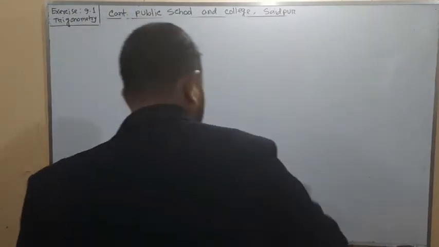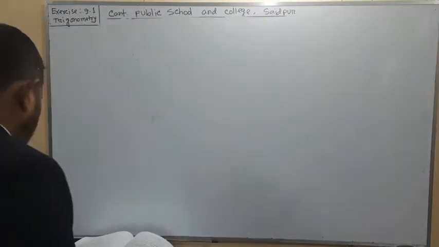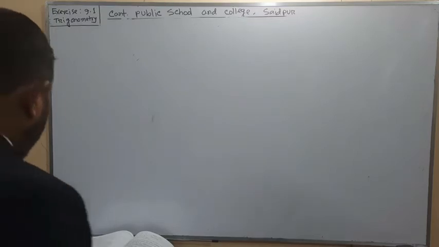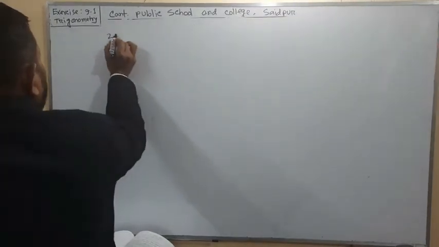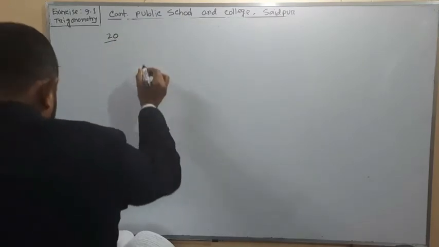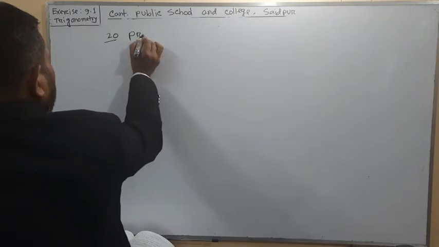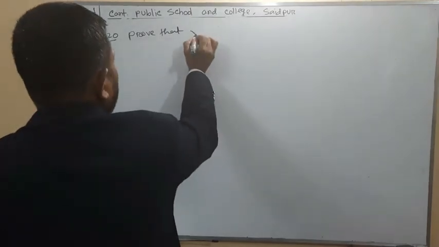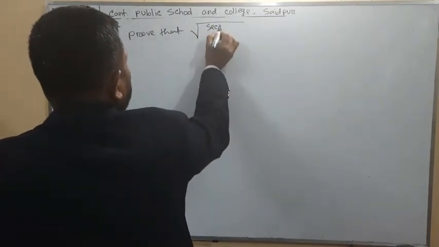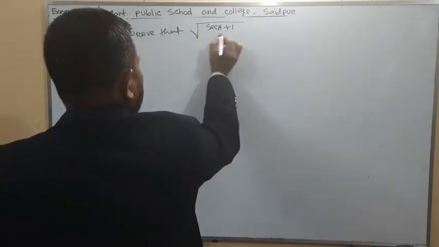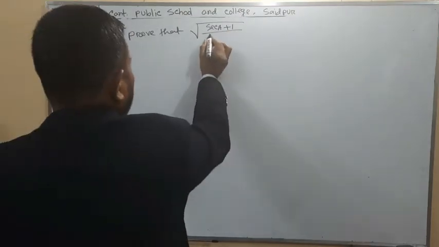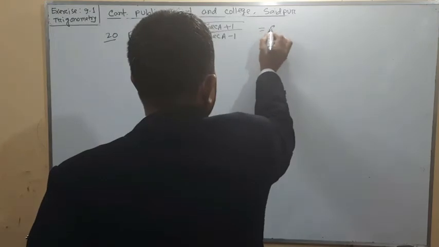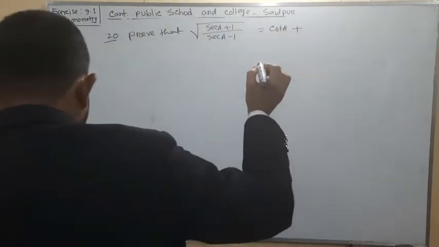Now I'll prove 19, 20, these two are the same. I will solve 20 now. Prove that square root of (sec A plus 1) divided by (sec A minus 1) is equal to cot A plus cosec A.